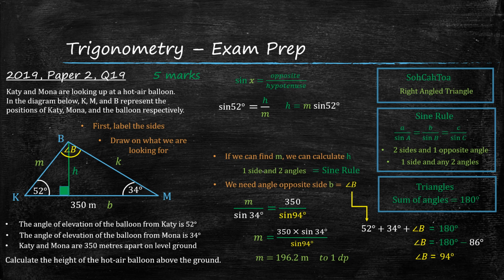Now that we have m, we can jump up to the top again and put it into our equation to find h. So h is equal to 196.2 times sine 52. So h is equal to 154.6 meters. So for this question, we needed to work with a right angle triangle and a non-right angle triangle to arrive at our answer.